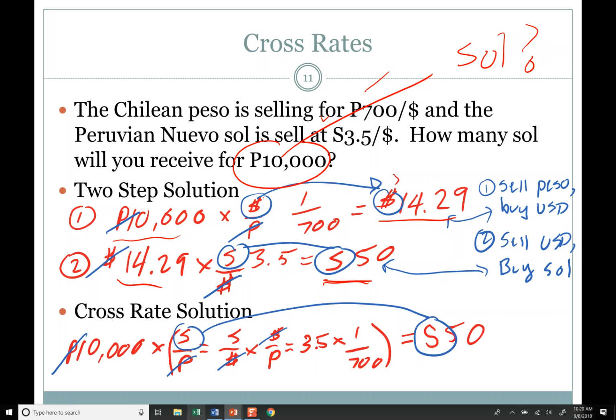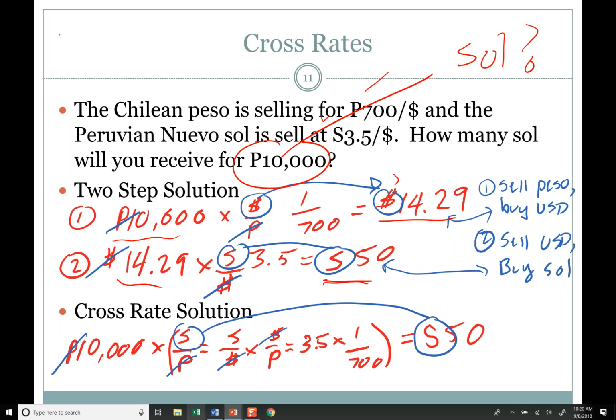Everyone's head's exploding at 10 and 20 in the morning. That's the two-step process. A lot of people like the two-step process. I like the one-step process. No one else likes the one-step process. The one-step process is this.